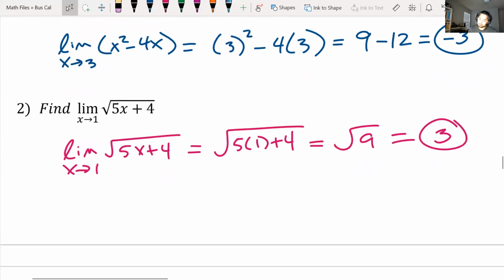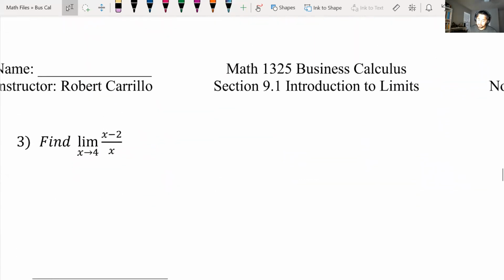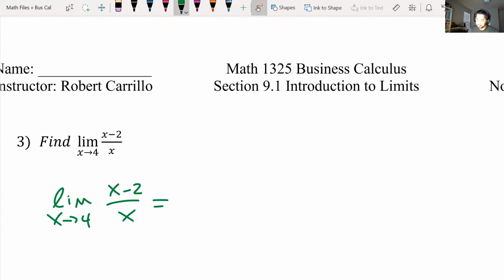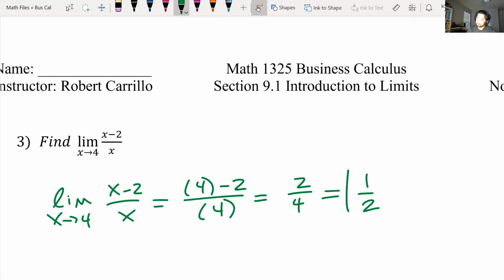Okay, we keep going. Number 3. Find the limit as x approaches 4 of x minus 2 over x. Guys, you can't make it any easier. What number are we going to plug in for x? 4. So I'll just rewrite it again. The limit as x approaches 4 of x minus 2 over x. This becomes 4 minus 2 over 4. We'll get 2 over 4, and our limit is 1/2. Everybody good with that?